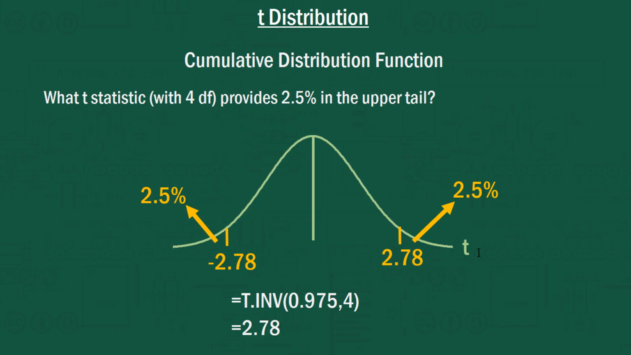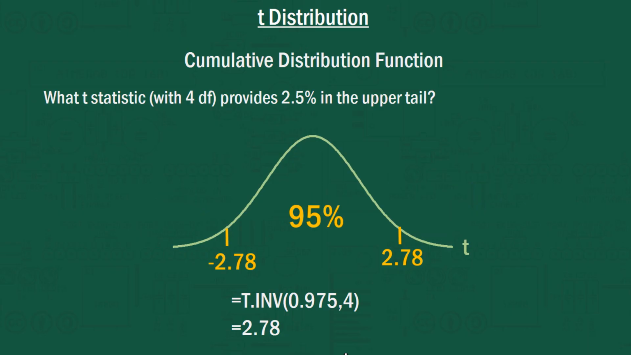And because of the symmetry of the t-distribution, don't forget the middle of this distribution is 0, negative 2.78 will be the point below which lies 2.5%. And hopefully you might be seeing what I'm getting at here. If there's 2.5% in each of these tails, you have 95% in the middle. So this is the important t-stat to use if you're trying to find a 95% confidence interval where there are 4 degrees of freedom. Now, this is exactly the way you should be solving these questions in 2019.